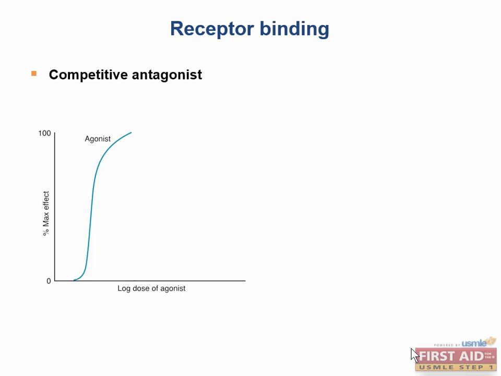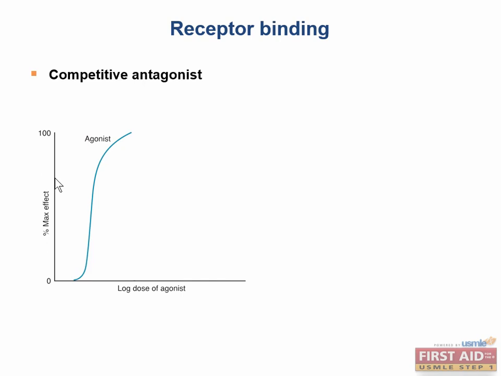So the USMLE loves to test your knowledge on the concepts of competitive antagonism, non-competitive antagonists, and partial agonists. So by test day, you should be able to recognize all three forms. Don't be surprised if they show an unlabeled graph and expect you to determine what type of agonist or antagonist is going to be depicted. So let's break down the concept of receptor binding.